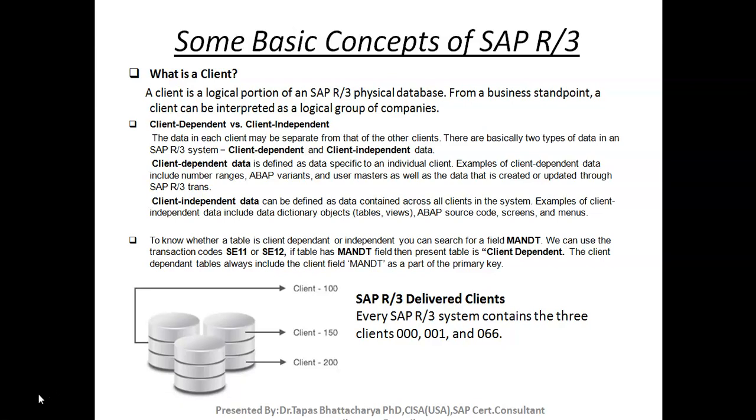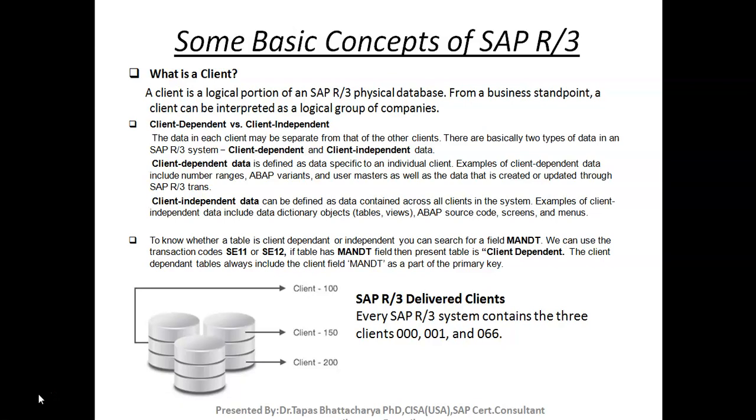And what is the client-independent data? Client-independent data is basically called data dictionary objects. There are tables and views, table structures and views. ABAP source code is programming source code, and screens and menus are usually the same for all clients. There is no change permitted.